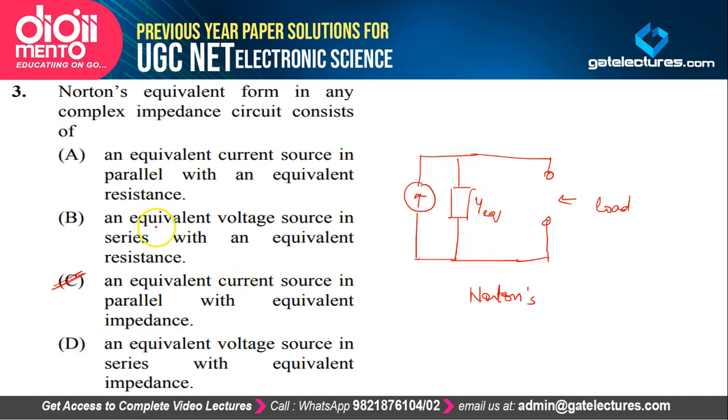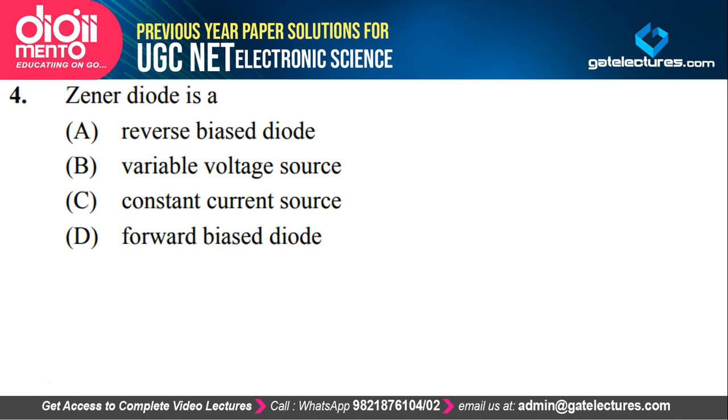Now if you look at option B, equivalent voltage source in series with equivalent resistance, this is basically the statement of Thevenin's theorem. In Norton's theorem, we are considering the current source and equivalent impedance. In Thevenin's theorem, we are considering voltage source and equivalent resistance. Fine. So this was just a theory question. Look at the next one.